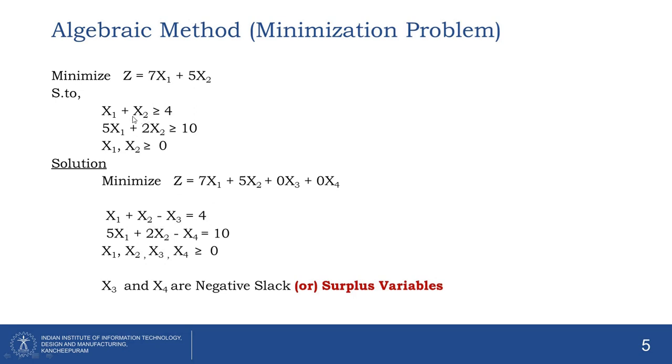So we have to convert each and every inequality constraint into an equation. So 5x1 plus 2x2 minus x4 equal to 10. So x3 and x4 are called negative slack variables or surplus variables.